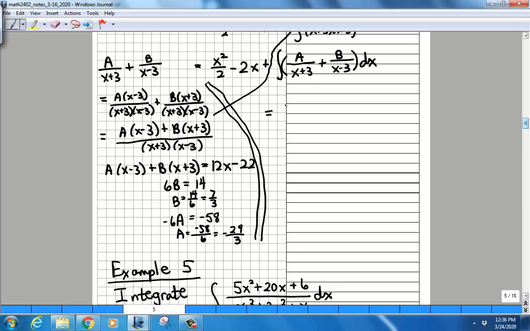So we have that our antiderivative is x squared over 2 minus 2x plus the antiderivative of minus 29 thirds over x plus 3, plus 7 thirds over x minus 3.